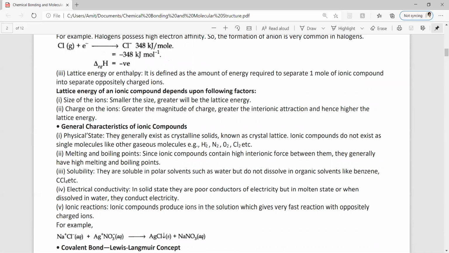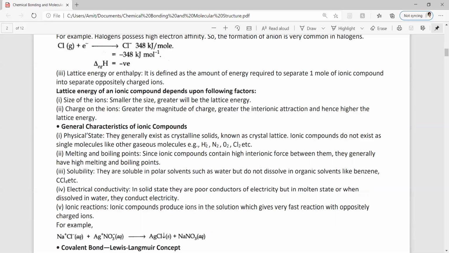Melting and boiling point. Some ionic compounds contain high interionic force between them. They generally have high melting and boiling points. So the ionic compounds, as we have already studied in the past, have a high melting and a high boiling point. Solubility. They are soluble in polar solvents such as water, but do not dissolve in organic solvents like benzene and, I think, carbon tetrachloride. Yeah, they don't dissolve in such organic solvents very easily.